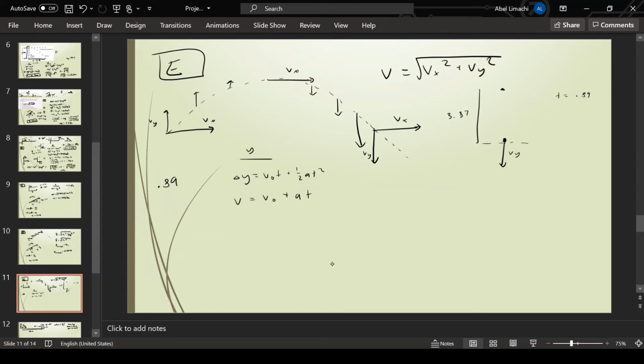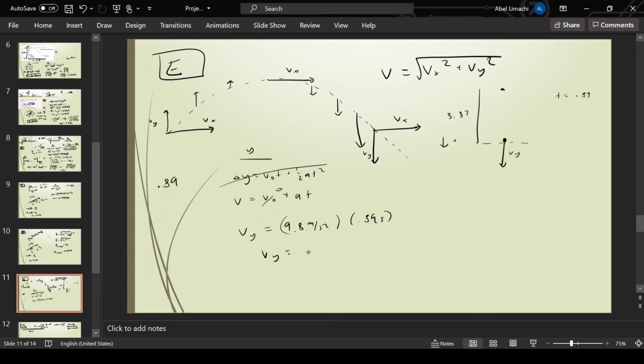Well, we can easily figure this out. I'm not going to use that. I'm using this. V initial is 0. This is what we're looking for. This is Vy final. We know that a, if we're calling downwards positive, is 9.8 meters per second squared. t, calculated earlier, is 0.89 seconds. 9.8 times 0.89.